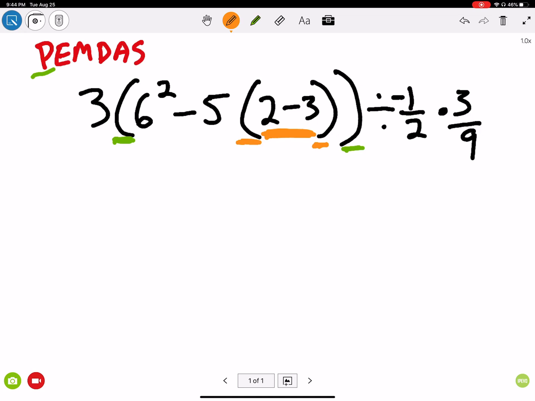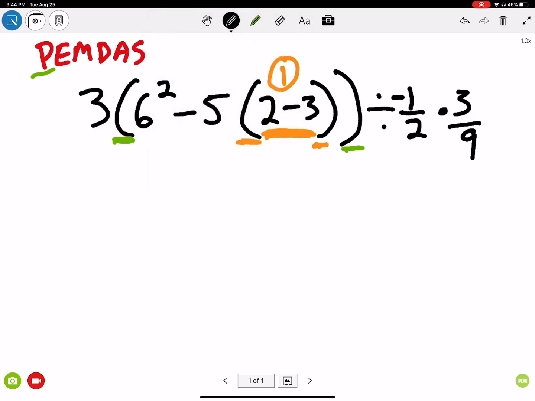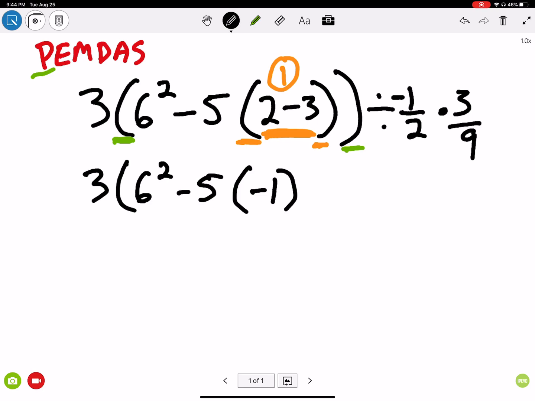Notice how the parentheses around 2 minus 3 is inside of the parentheses that I underlined in green, okay? So that means you have to do the innermost parentheses. So this is number 1. That's your first step. So we're going to do that. We're going to leave 3 here. We're going to bring the 6 squared, 5, and then 2 minus 3 is negative 1. And I'm going to bring parentheses here.